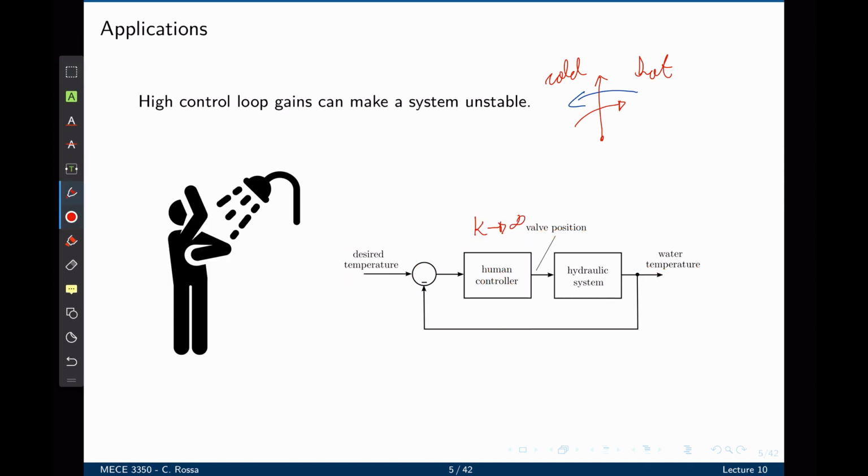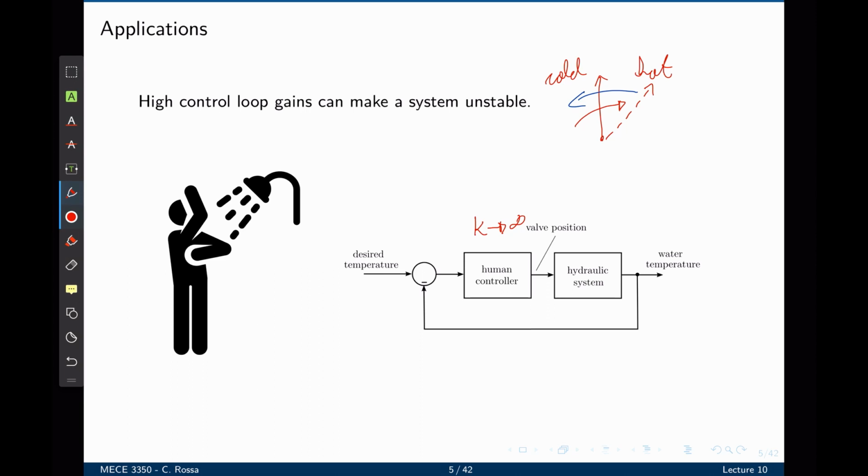If the control gain is very large, and let's assume that initially the water temperature is below the desired temperature, the positive error times a very large constant will result in the valve being turned all the way to hot. When the valve is turned all the way to hot, the water temperature will start to rise. And when it exceeds the desired temperature, that will create a negative error.